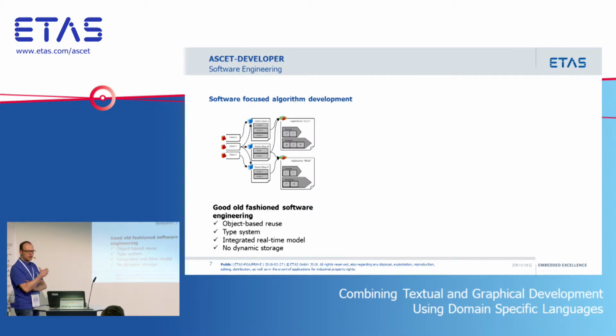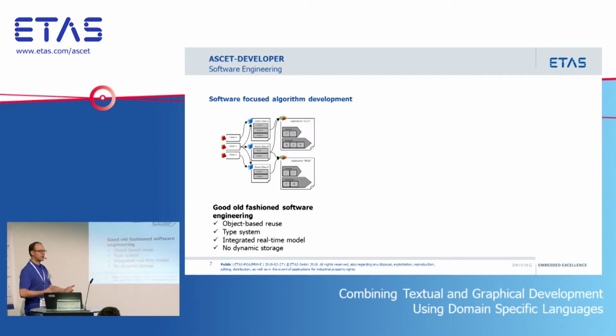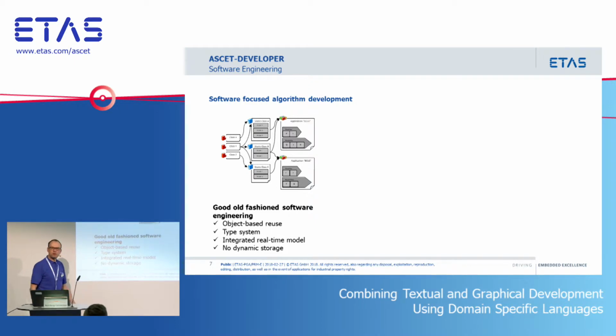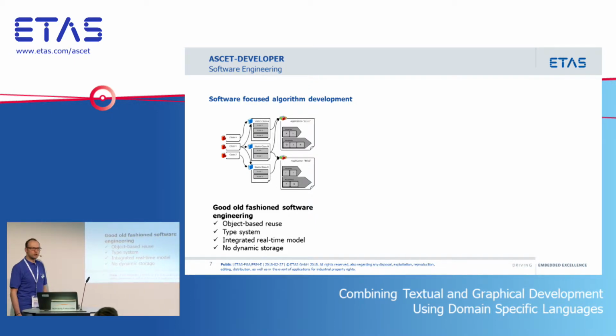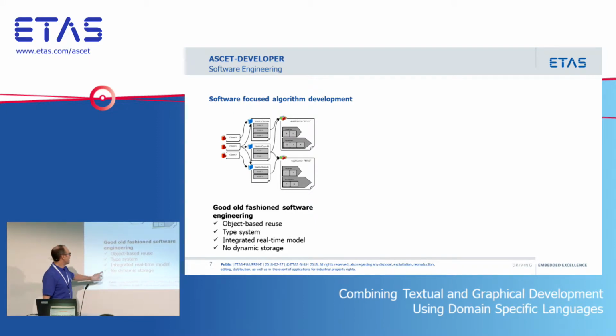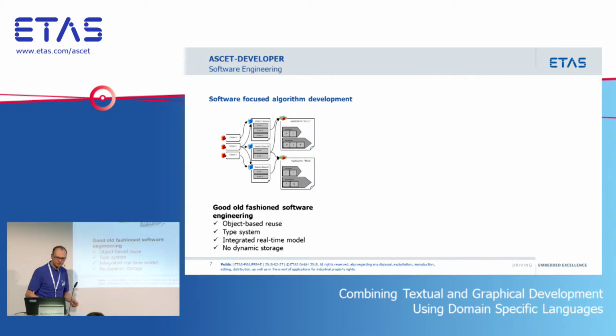So we've got essentially an object-based model of reuse in there. So in ASCET, you create classes, and you create instances of classes, and classes can have various variations in them. There's a type system in there, so we can say not only is that an integer, but it's an integer and it runs from -50 to +50, and we can use that additional information to automatically generate defensive coding checks in your code so you don't have to write them yourself. It's got an integrated real-time model, so we have a single publisher, multiple subscriber model, which dovetails very nicely with the AUTOSAR sender-receiver model. And we always assume we've no dynamic storage, so we're targeting deeply embedded systems here.